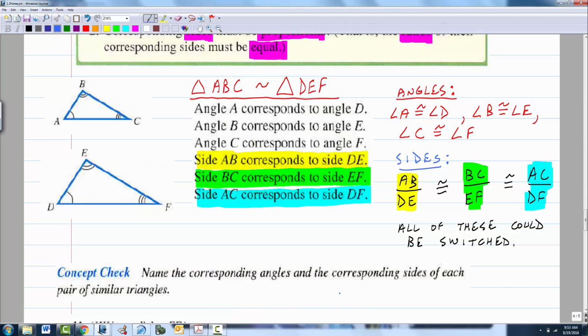One little trick on this is if you're going small to big, your similarity statements should be small to big when you're setting up your proportion. AB small triangle corresponds with DE big triangle, equal to BC small triangle over EF big triangle. Small to big is what I decided. You could flip all the fractions as well. I think we know this.